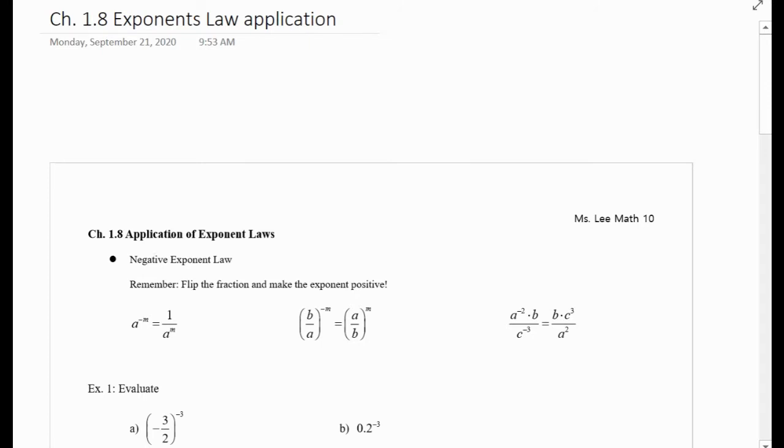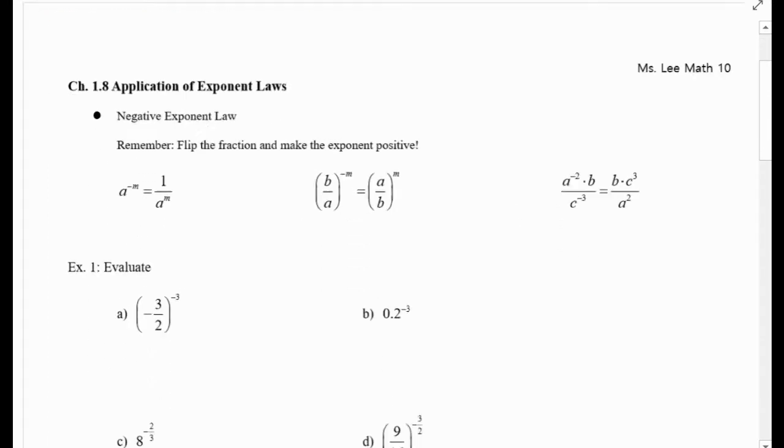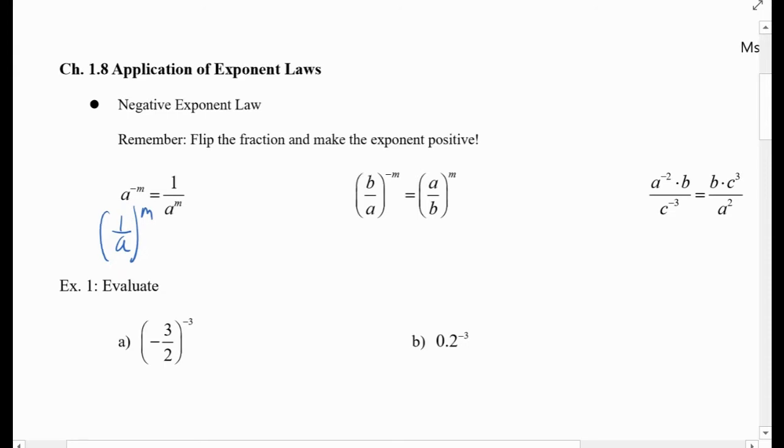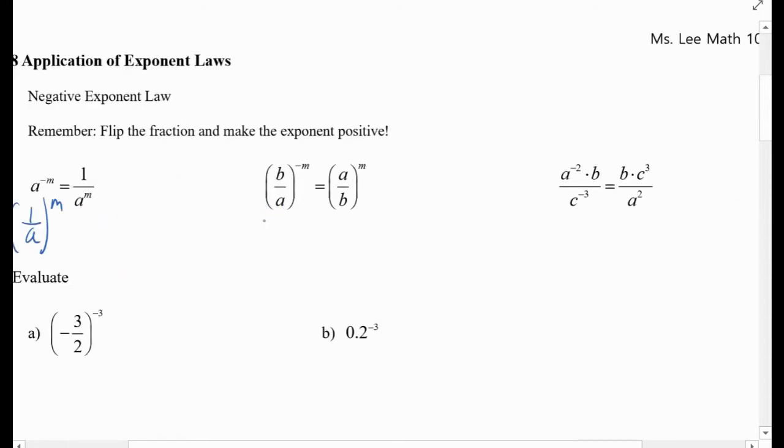So we're doing application of exponent laws. So remember negative exponent laws? When you have a negative exponent, you flip the base and make the exponent positive. Okay? So it becomes 1 over a to the power of m. Flip the base, b over a, flip the base, a over b, make the exponent positive.